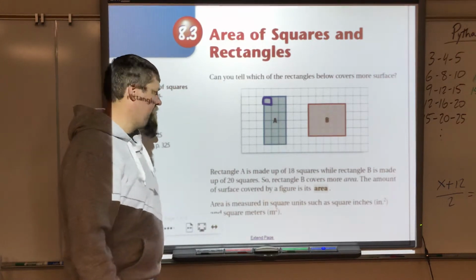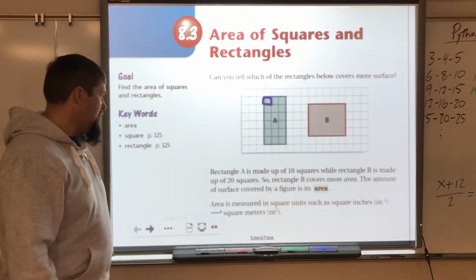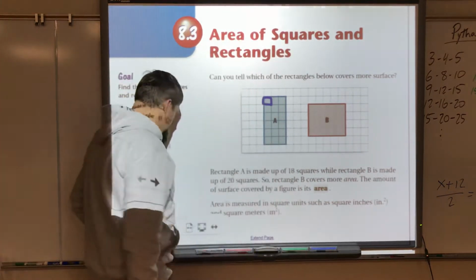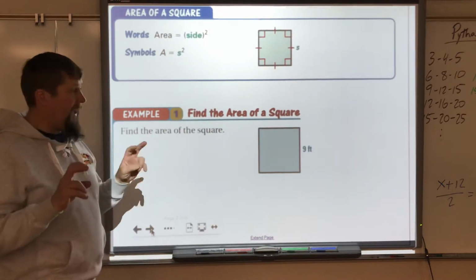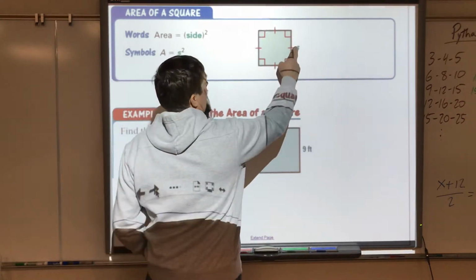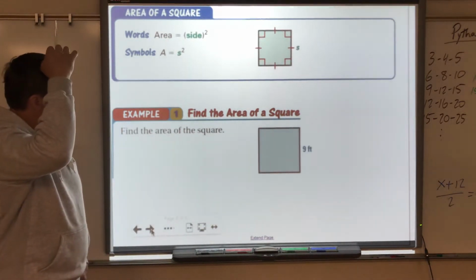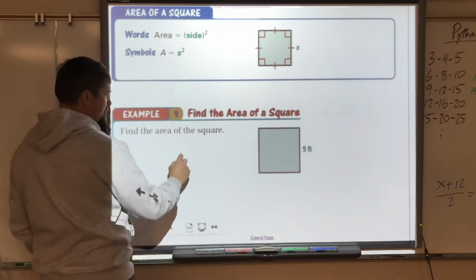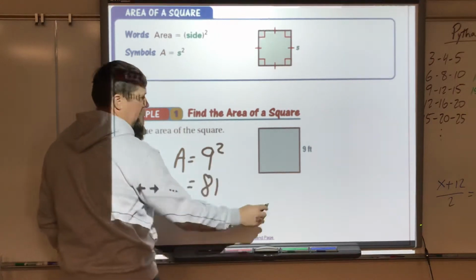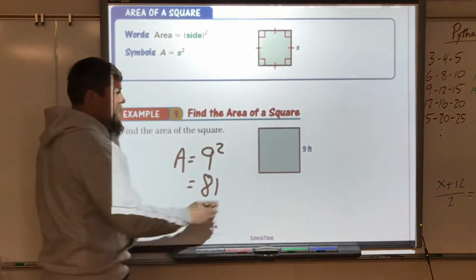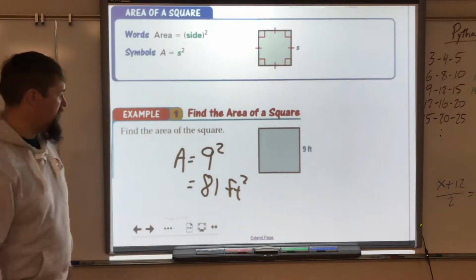The amount of surface covered by a figure is its area. Area is measured in square units such as square inches and square meters. Okay, so what we're doing is finding the area of square units. So it says here for an actual square, you take the side of a square and you square it to get the area. So the area of a square is the side squared. In this case, of course, area is equal to 9 squared. So that's 81, but then you have feet, and of course feet times feet is feet squared, and so that is how we get the area of a square.